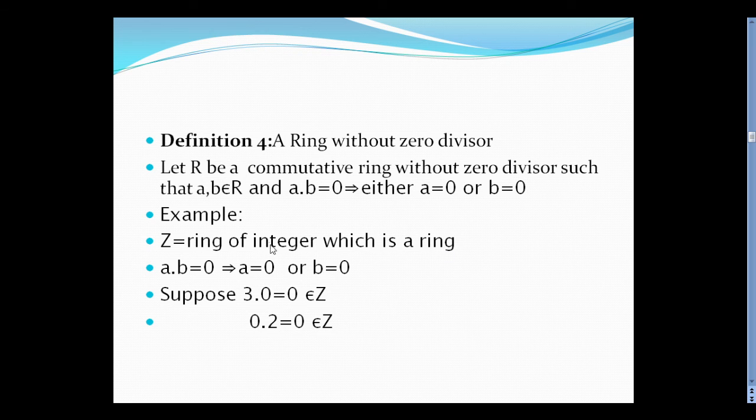So from the set of all integers, I can take the value 3. So 3 into 0 is equal to 0, which belongs to Z, and I can take 2 as an element from the integers, 0 into 2, which is equal to 0. So this is an example for a ring without zero divisor.